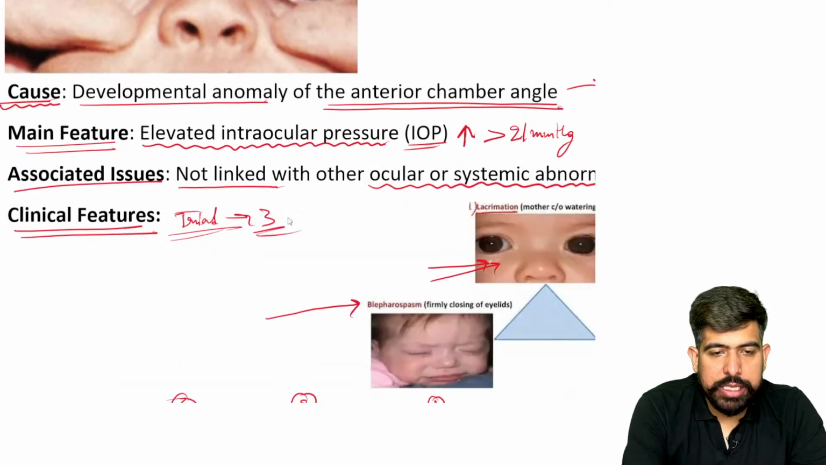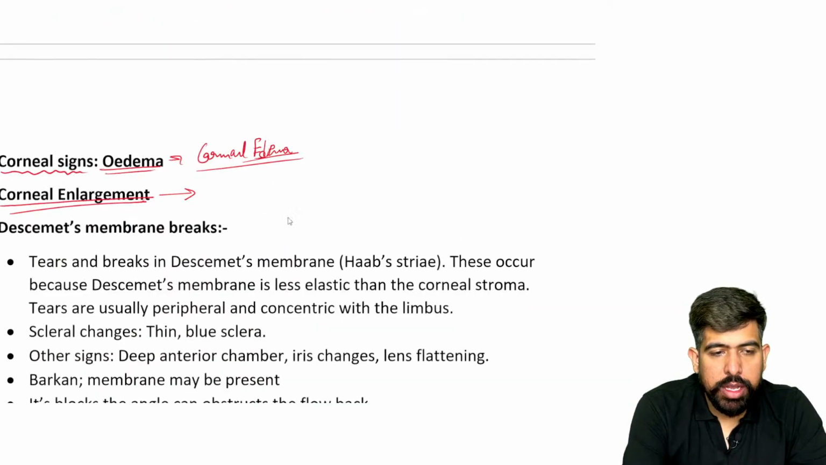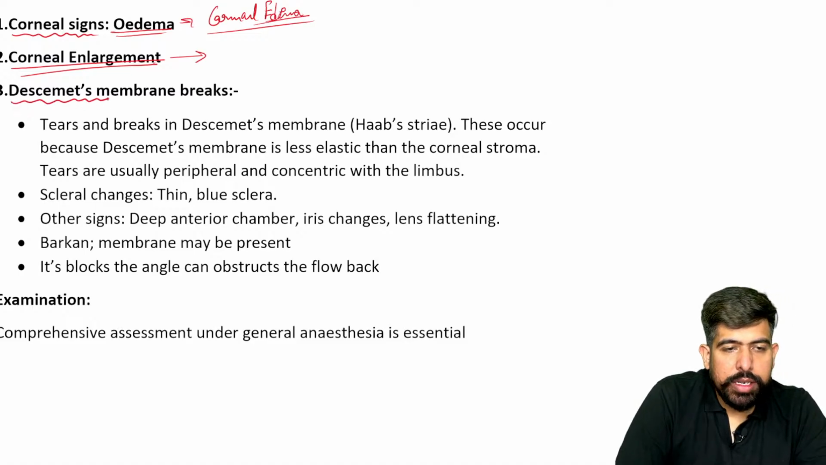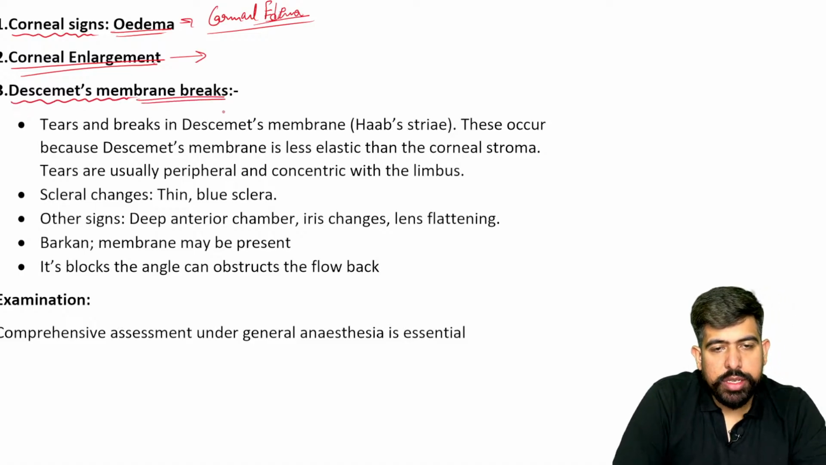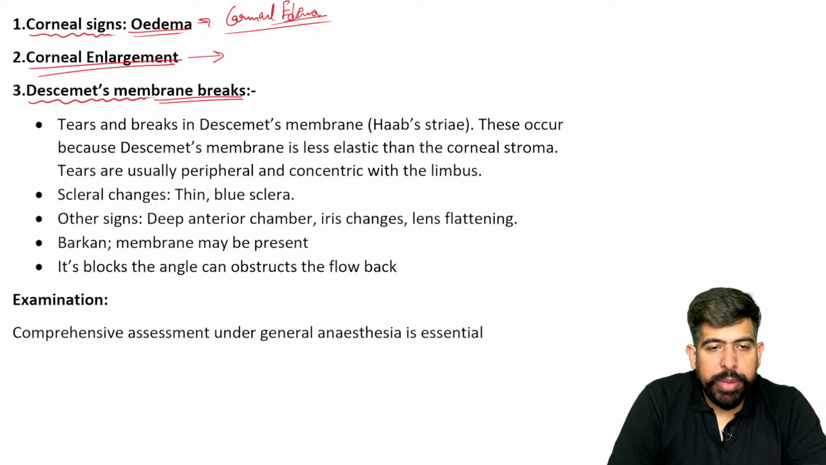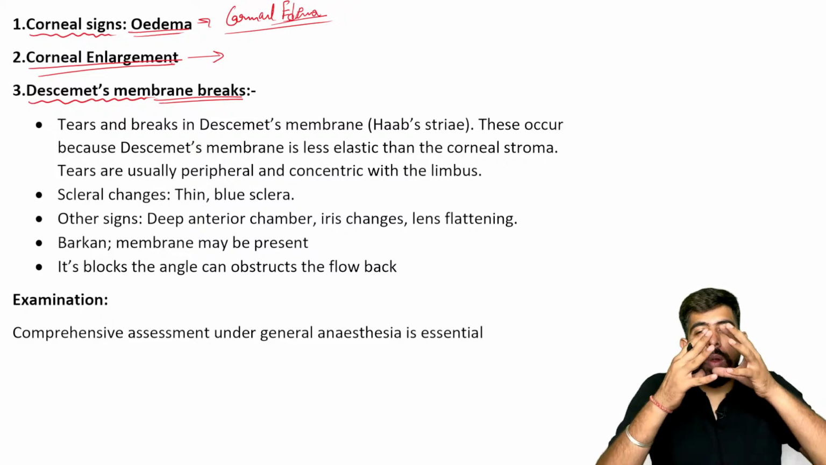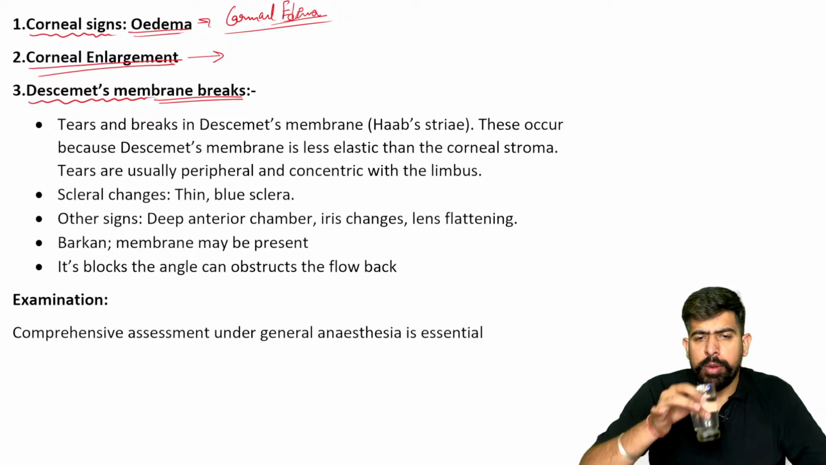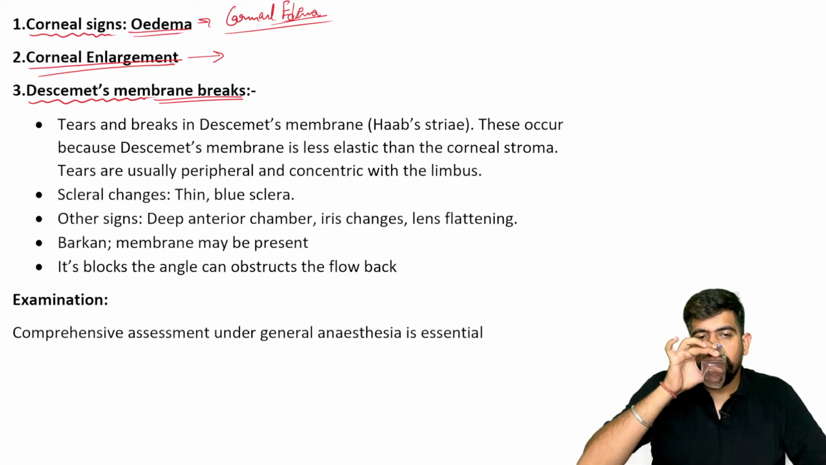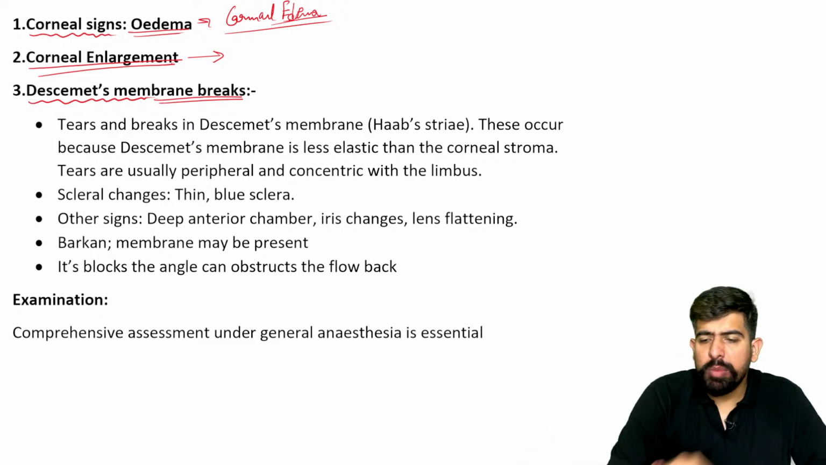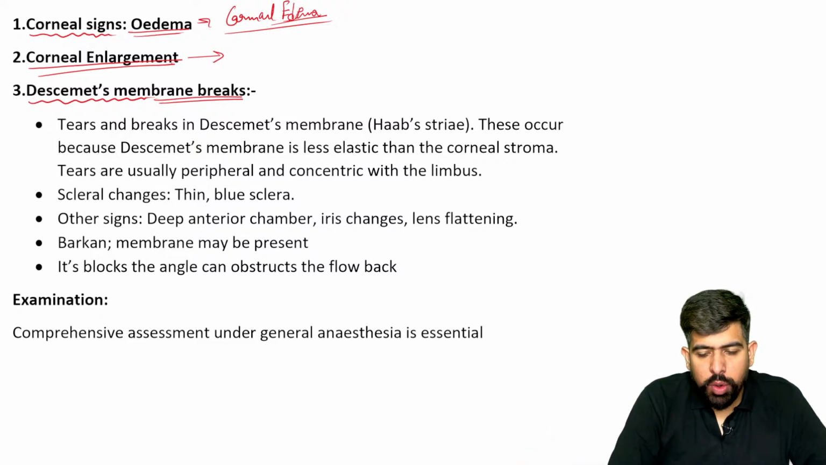for the next sign, there is Descemet membrane breakage. What is the meaning of Descemet membrane breakage? How is it possible, guys? The Descemet membrane can break down because the cornea is getting enlarged. We talked about this in keratoconus, guys. I hope you remember it. In keratoconus also, what happened?